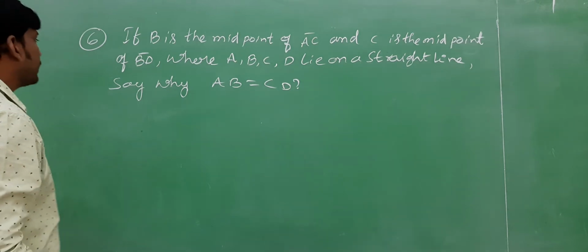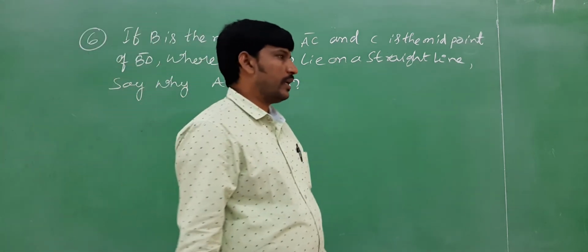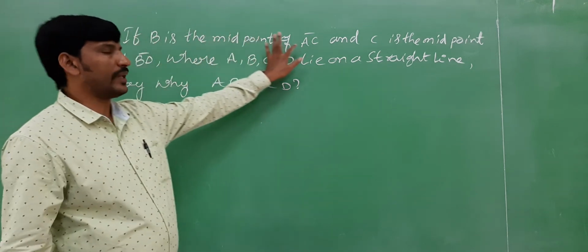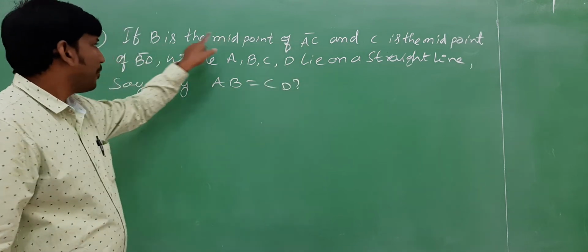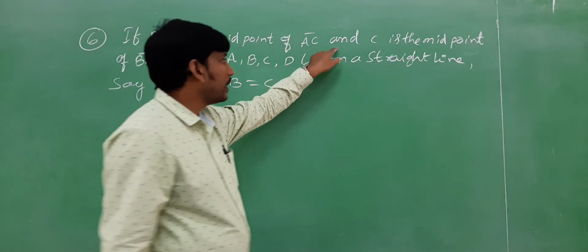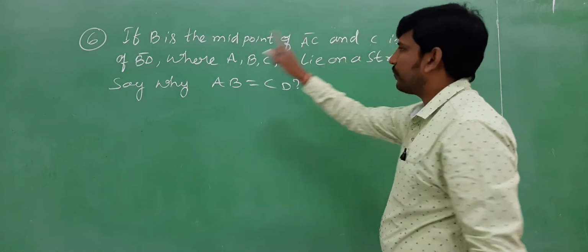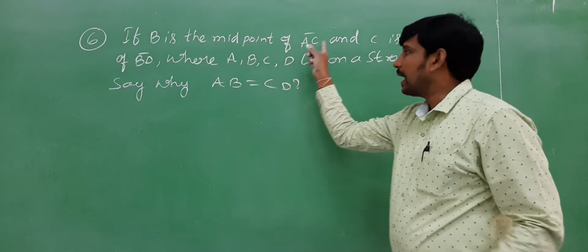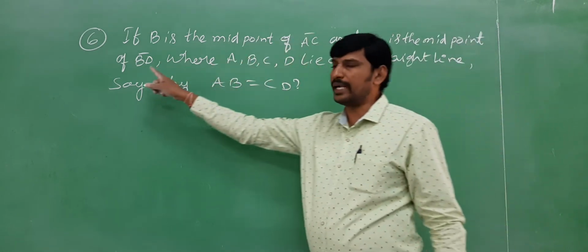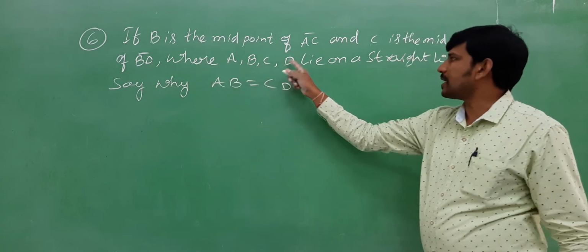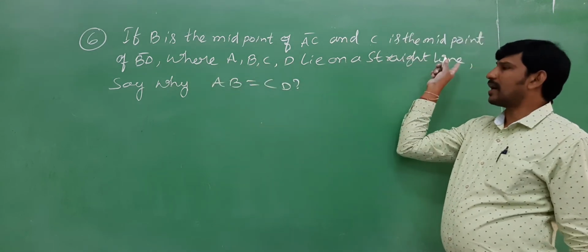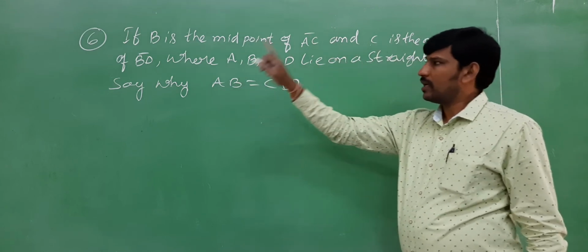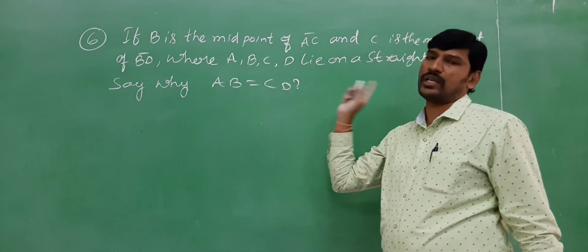Right, children. Let us discuss question number 6. Here, what is the question? If B is the midpoint of AC, and C is the midpoint of BD, where A, B, C, D lie on a straight line. All these points are lying on the same straight line only. Say, prove AB equal to CD.